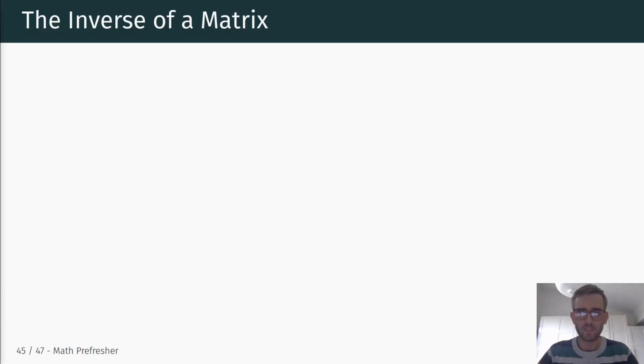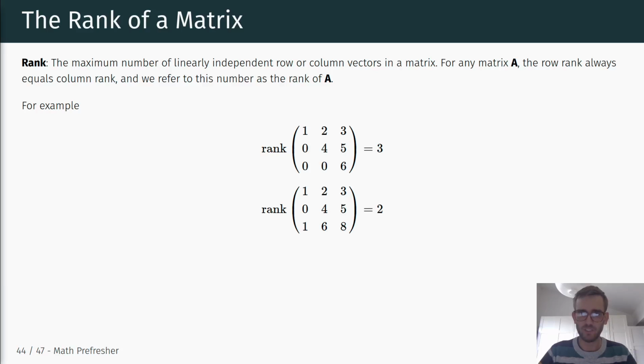Hey everyone! In this last video on linear algebra, I'm going to talk about the inverse of a matrix. But before we get to that, I want to just return to a quick example that I stumbled upon in the previous video, which was the rank of the matrix, the second matrix down here, where we have a 3 by 3 matrix and it has the rank 2.